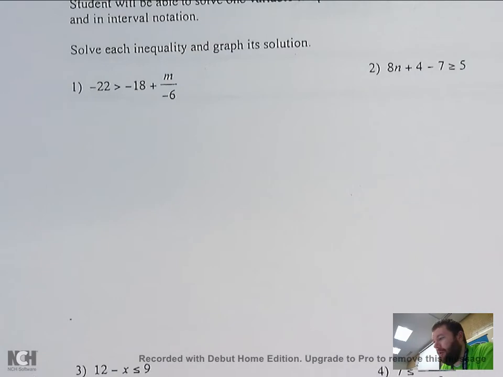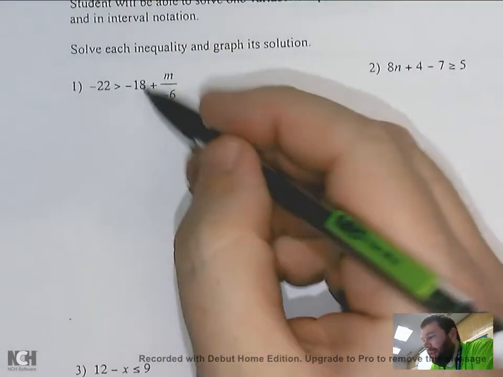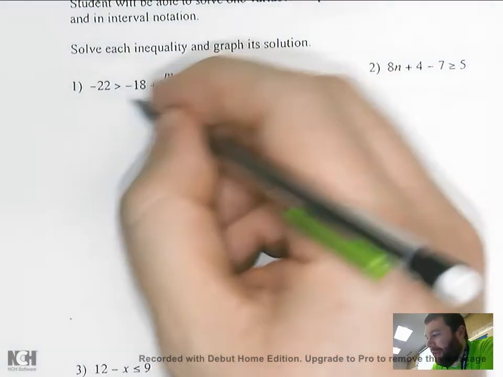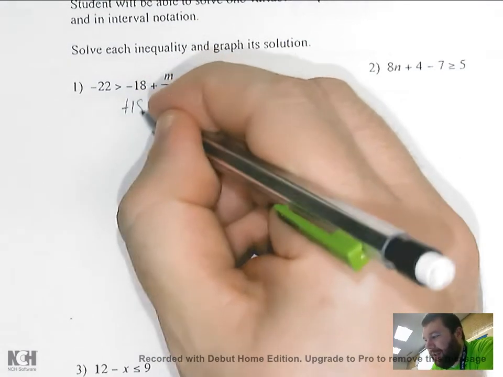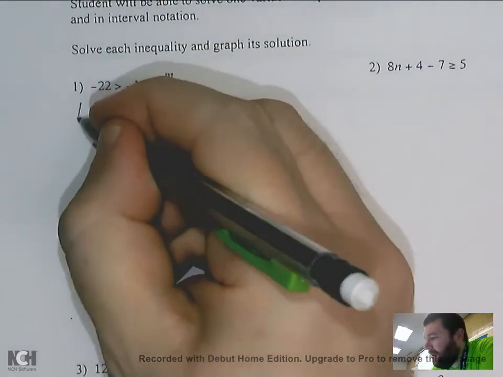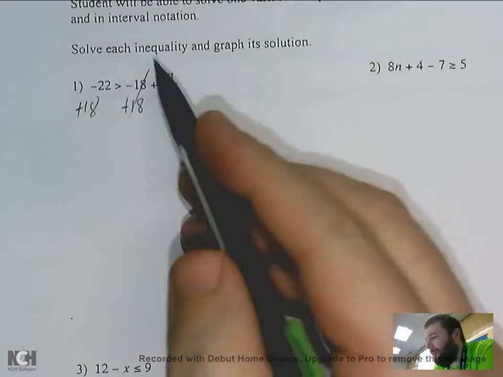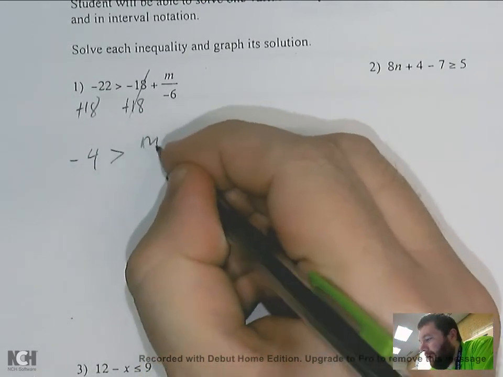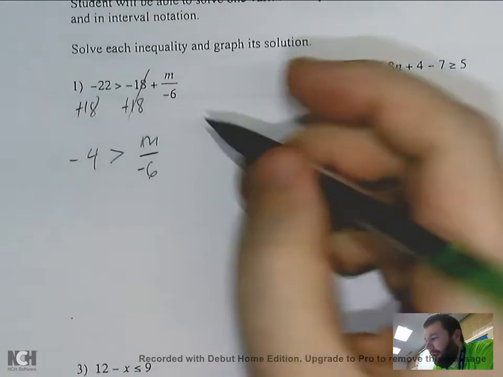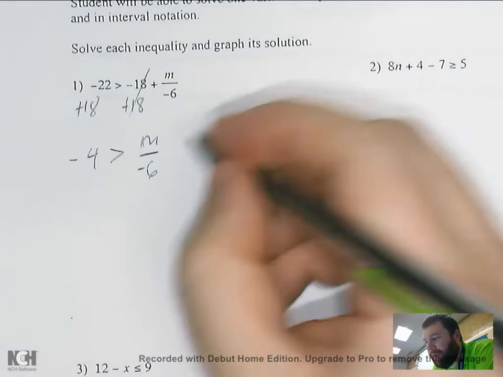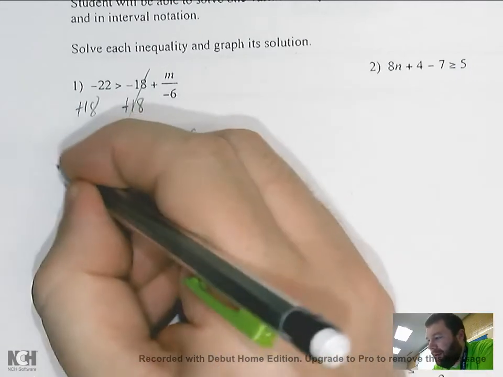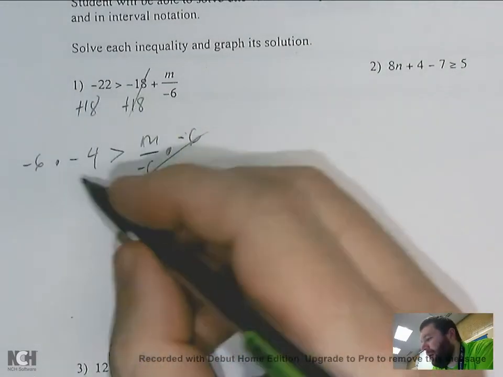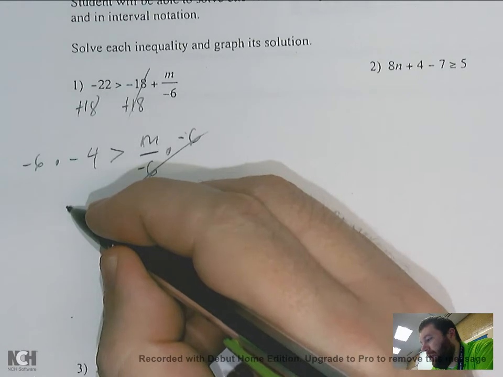Here we go. So this first problem, number one, it's a two-stepper. We've got an acquaintance here and a best friend. So again, you always get rid of what's adding or subtracting first. Since this is negative, I'm going to add 18 to both sides, because our goal is to get it to go to 0. So that goes to 0, and negative 22 plus 18 is negative 4 is greater than m over negative 6. Then to get rid of this division, I have to do the opposite. So I multiply each side by negative 6. These two cancel out, and negative 6 times negative 4 is positive 24.